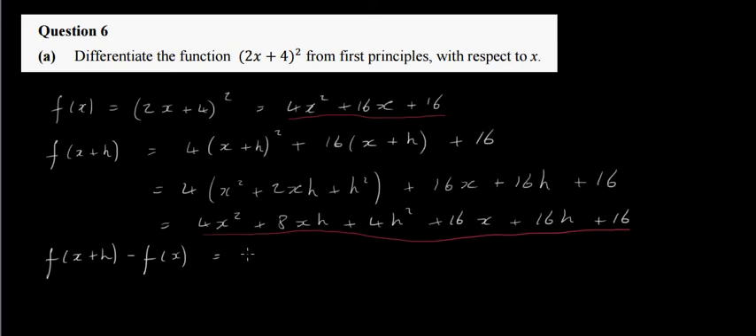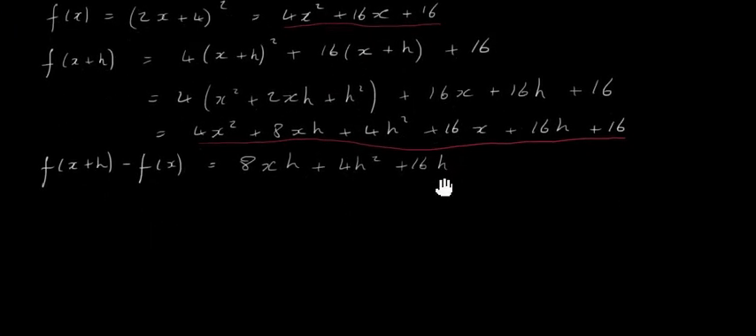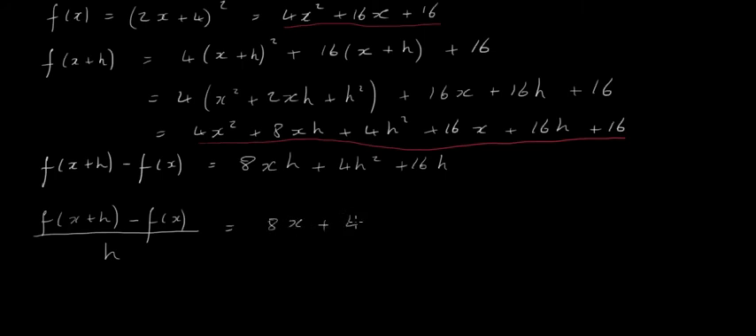So what I end up with is 8xh plus 4h squared plus 16h. Okay, perfect. Now, next thing I need to do here is divide by h. So I'm going to take the f of x plus h minus the f of x, and I'm going to divide by h. So if I divide the right hand side by h, I get 8x plus 4h plus 16.